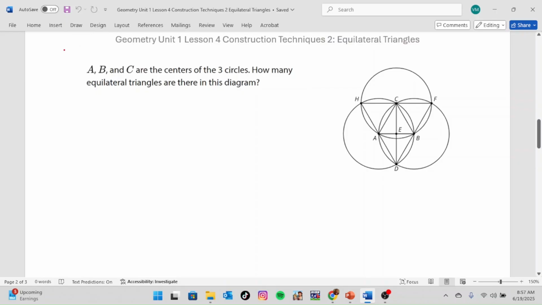Practice problem number 2. A, B, and C are the centers of the three circles. How many equilateral triangles are there in this diagram? The first thing I want to do is make sure you understand what the term equilateral triangles means.